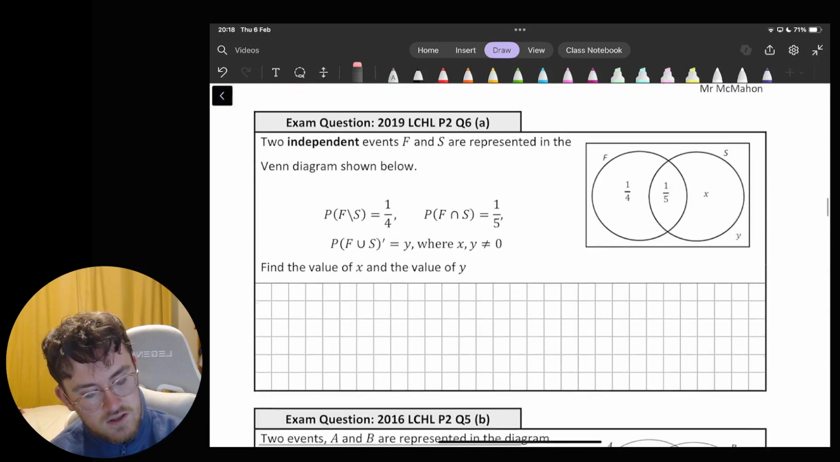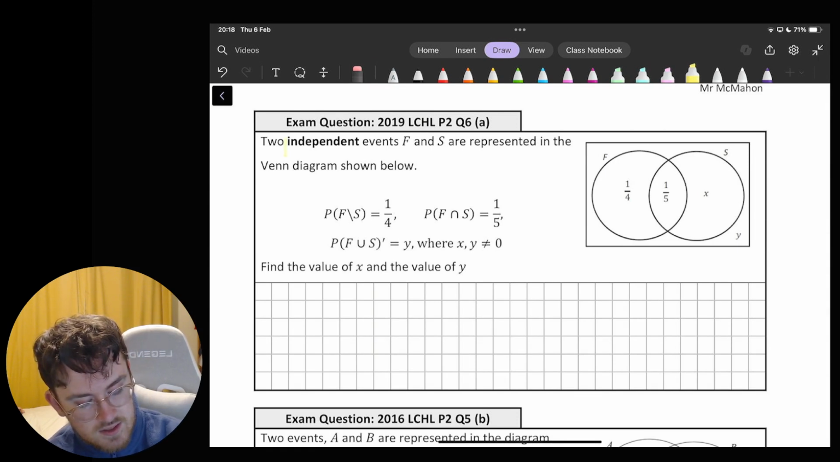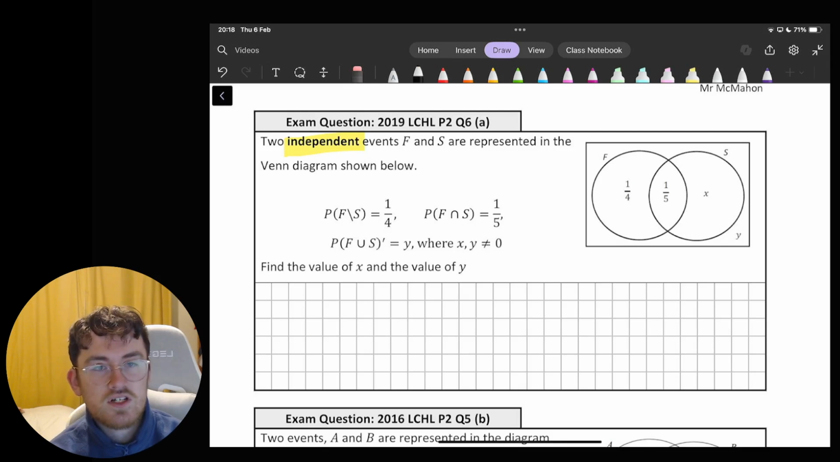Let's keep going here to look at the last few example questions. Two independent events, independent bolded here, so clearly important, are represented in the Venn diagram below. The probability of F without S is 1/4, both is 1/5, and F union S complement is Y, and we're told X and Y are not 0, so they are actual values. We're asked to work out X, and we're asked to work out the value of Y.